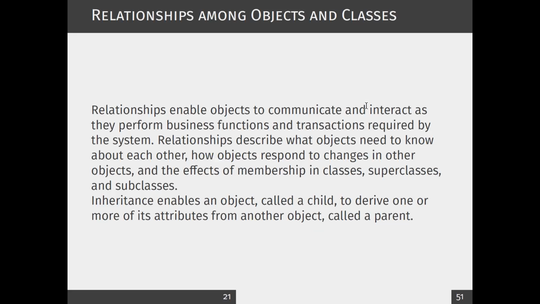Now, when you talk about relationships, it's very important to talk about object relationships. Relationship, you can say, is what objects should know about each other, how objects should respond to changes, and the membership of the classes and so on. When you talk about inheritance, you have an object which we call the child, which can derive its attributes from another object, in this particular case, a parent object.